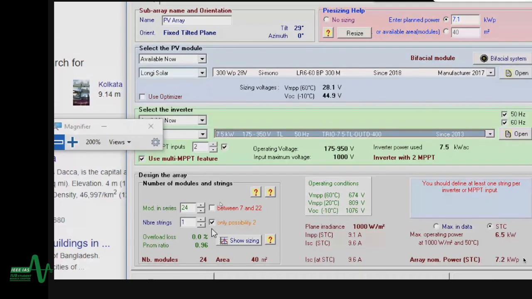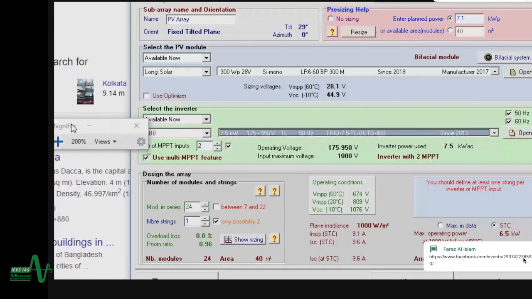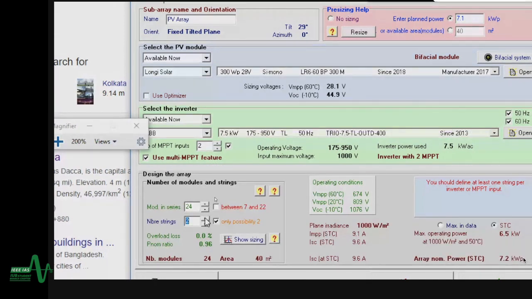Now you can choose. You can play with it. Here it is showing between 7 to 20. And it's also important that it says if there are, let's say, two strings. So here the problem is we are choosing one string, but the MPPT is for two inputs. So what we can do is make it two.